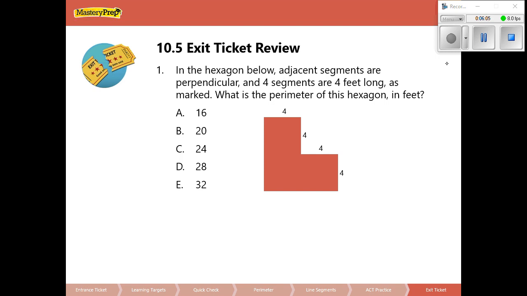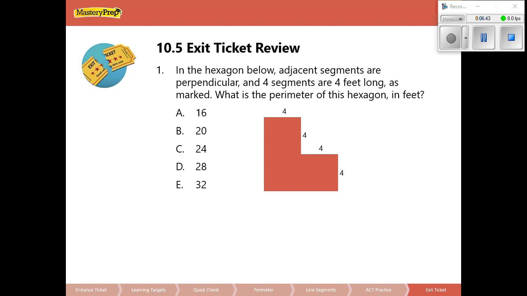In the hexagon below, hexagon means what? Six-sided shape, yes? Is this a hexagon? It just has 6 sides. Because with hexagon, we're used to seeing it as a regular hexagon, where it actually looks more like this kind of appearance. But hexagon is just talking about any 6-sided figure. It doesn't matter how it looks, as long as it has 6 sides, it is considered a hexagon.